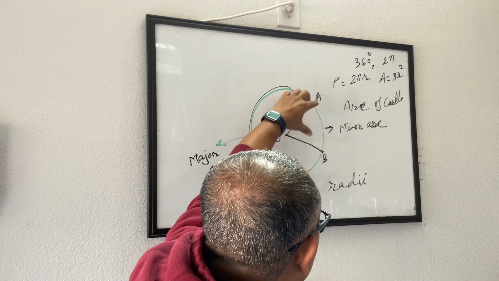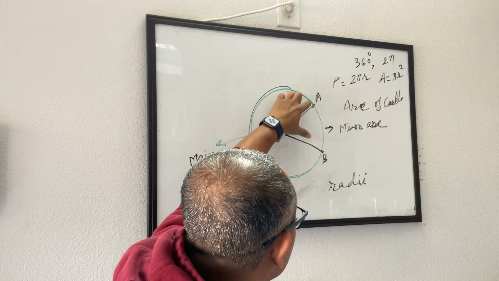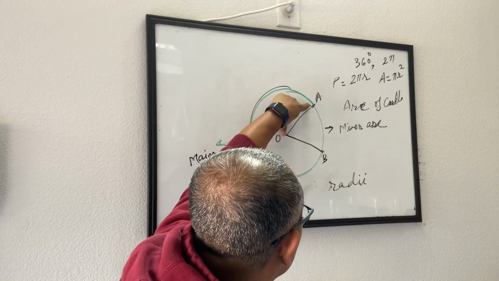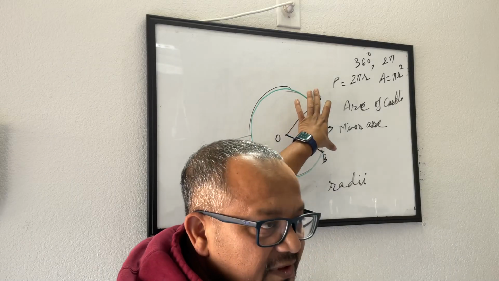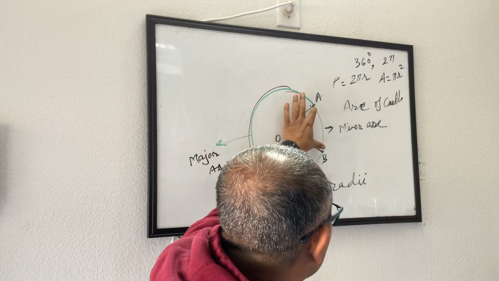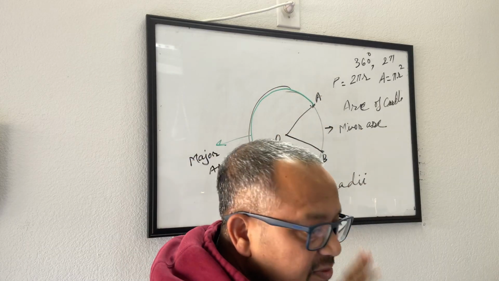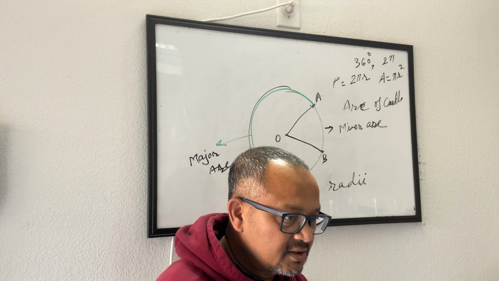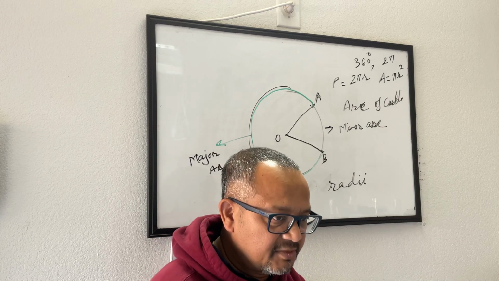An arc is nothing but a portion of your perimeter, meaning there are two radius OA and OB, and between them you have part of the perimeter that is called an arc. If you are looking at the smaller piece, that is a minor arc. If you are looking at the larger piece, that is a major arc. Is that okay so far? How we will derive it, we'll come to it. But yeah, everybody okay?